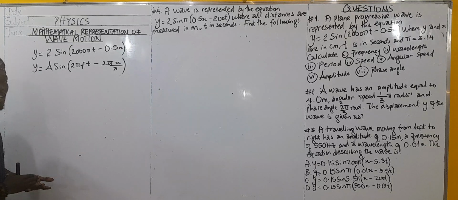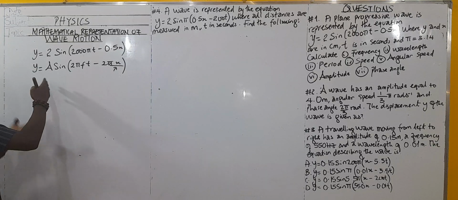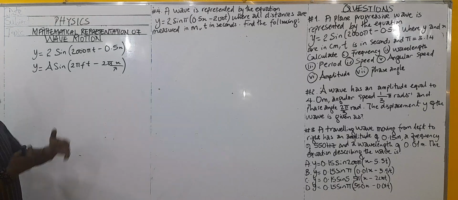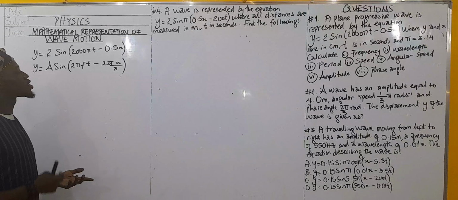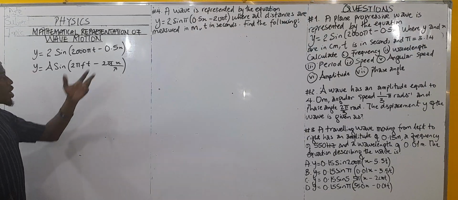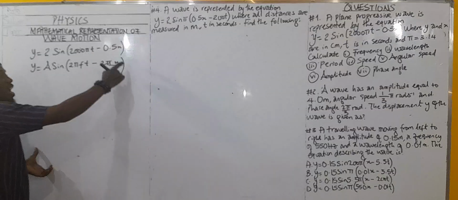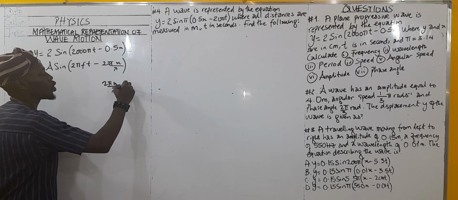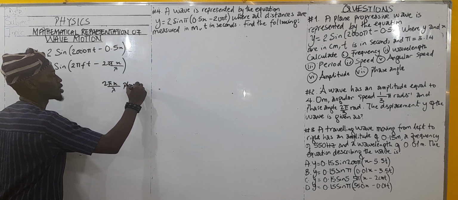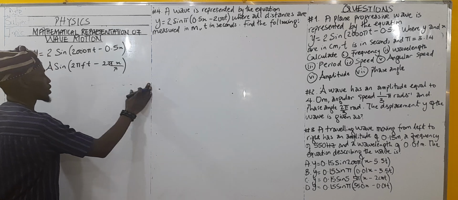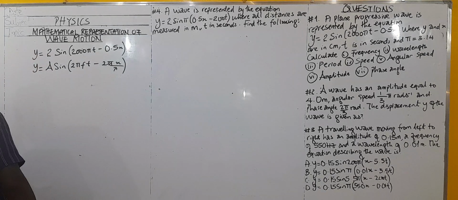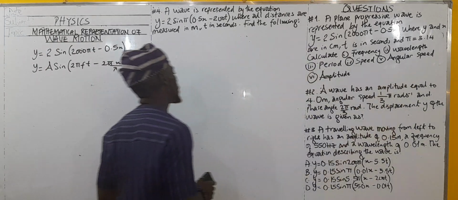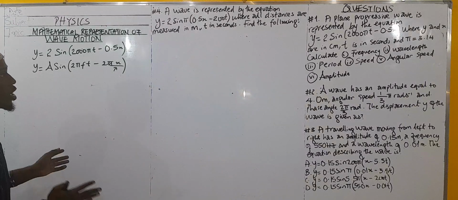y is the displacement on the vertical axis. A is the amplitude. Then we have f as the frequency, t as the time, λ as the wavelength, and x as the position. And please note that this whole term, 2πx/λ, is called the phase angle. Please take note of that. Alright, let me clean this.